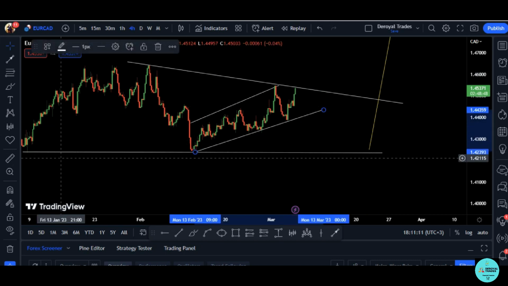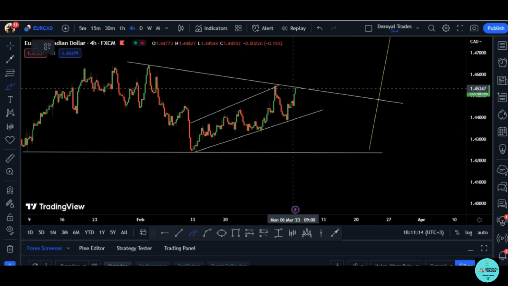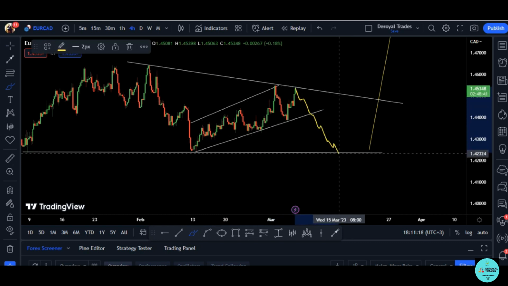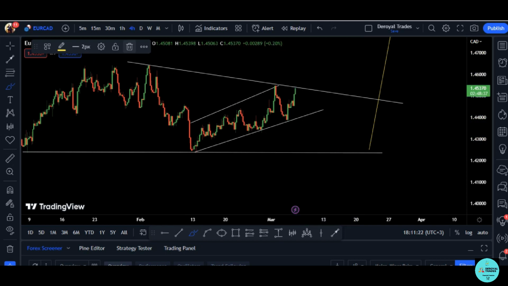So I don't think that it will break. So we are expecting one more sell impulse, and then of course the buy direction.